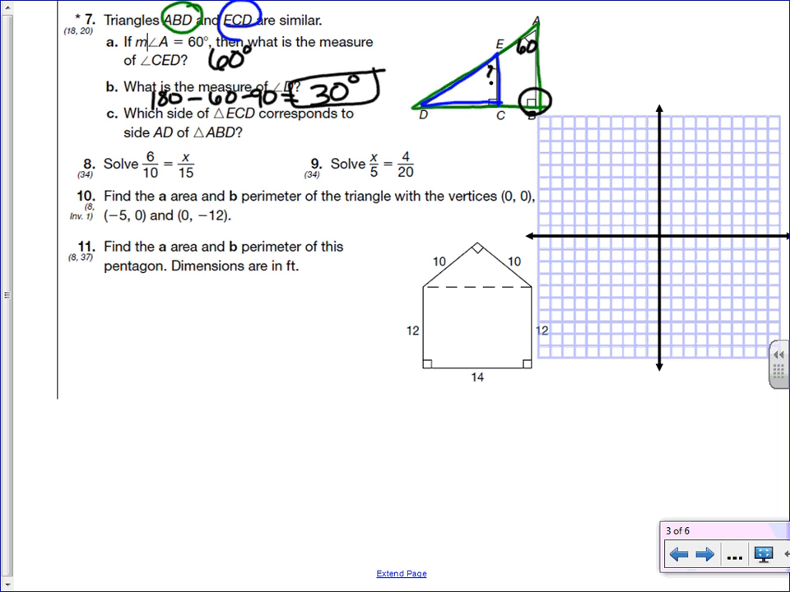And this is a special type of triangle. When you see a right angle with 60 degrees, you automatically know the other one is 30. It's called a 30, 60, 90 triangle.